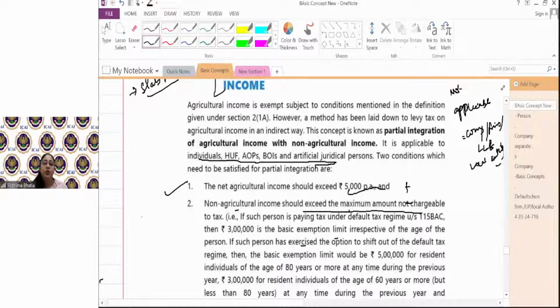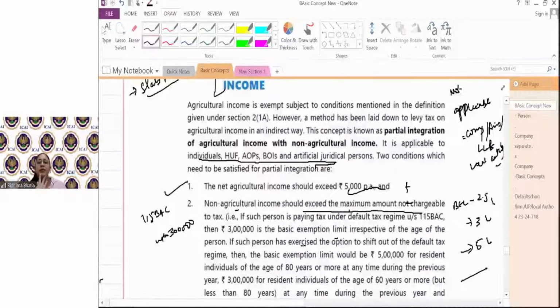What would be the basic exemption limit? If you're following 115BAC, the basic exemption limit would be up to 3 lakhs, right? If you're not following 115BAC, you've opted out, then the basic exemption limit would be 2.5 lakhs. But if you're a resident senior citizen, the basic exemption limit is 3 lakhs. If you're a resident super senior citizen, the basic exemption limit is 5 lakhs. So depending upon you as an assessee, you have to see which basic exemption limit is applicable to you.